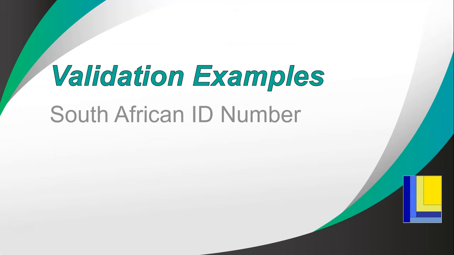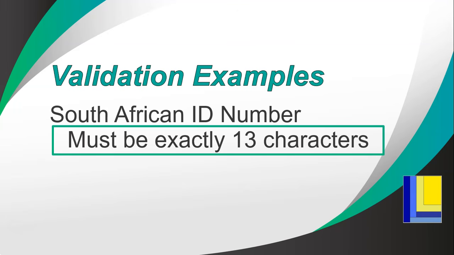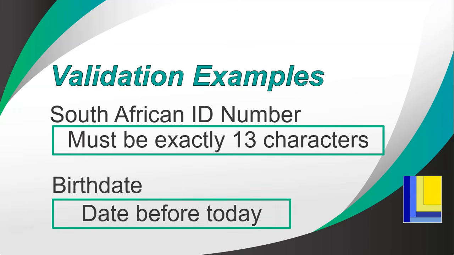Let's look at a couple more examples. What about a South African ID number? That's going to be a whole bunch of numbers, but we must make sure that it's exactly 13 characters. It can't go longer than 13 characters. So we want to limit the length of a particular input. And what about your birth date? Well, we want to enter in a date, but it can't be after today because you obviously can't have people entering their birth date as some date that's in the future. So we want some date that's before a particular date, for example, like before today. So let's go see if we can apply some of these examples to an actual spreadsheet.